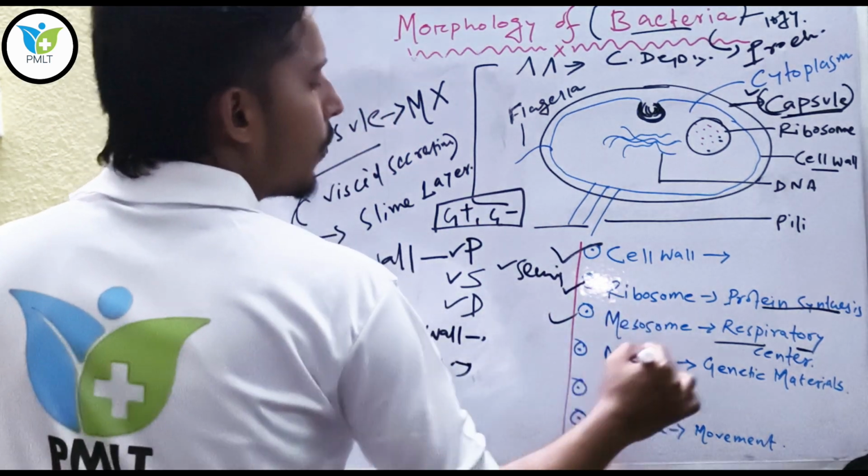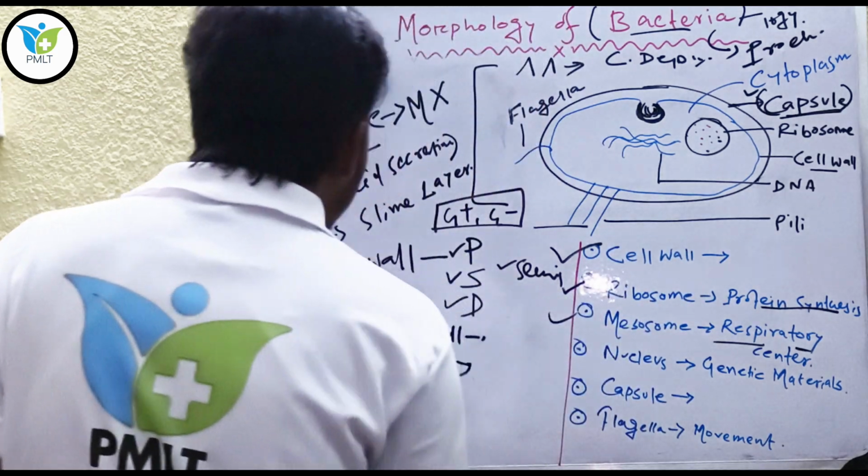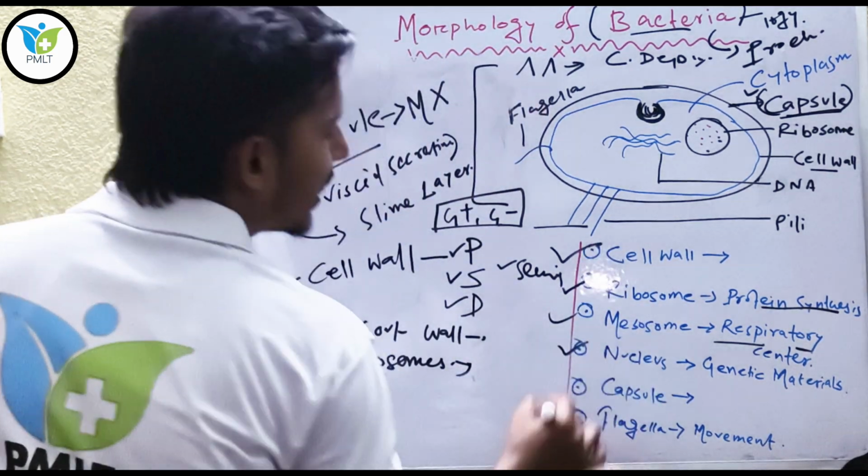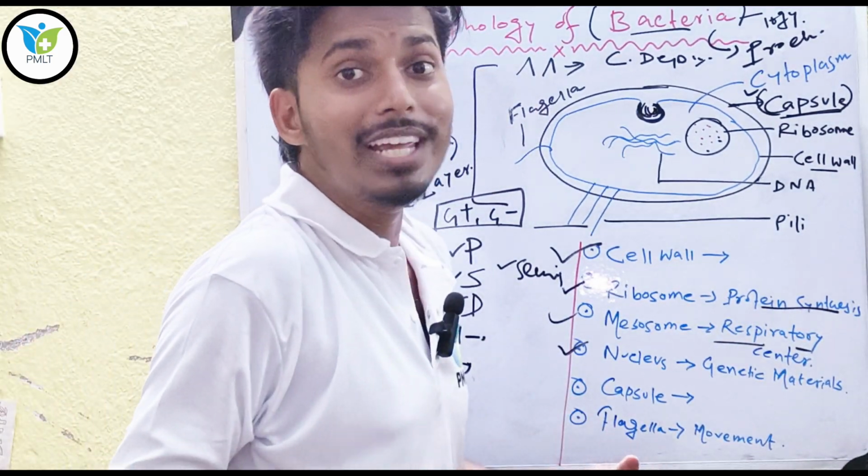See here, we have understood the mesosome, right? After that, coming to the nucleus, see here, that is the nucleus. What is the nucleus?